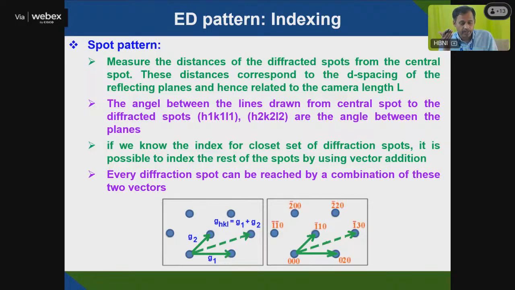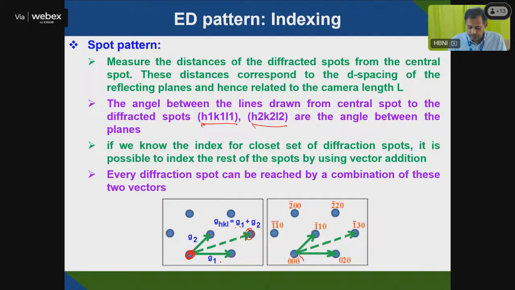But if you have a spot pattern, an electron diffraction that looks like spots, the interpretation is a little difficult. Here, this is the center point you have to identify first. Then one plane is H1, K1, L1, and another plane is H2, K2, L2. So what will you do? This is the spot you will find, and if you identify these two as G1 and G2, then the HKL value of this one will be G1 plus G2, just the vector sum of the two.